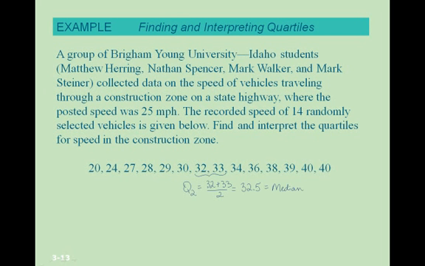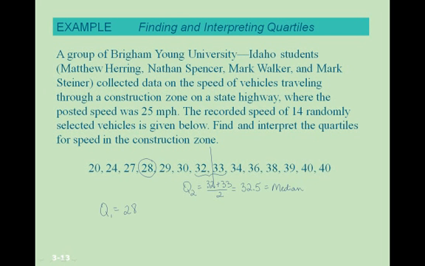And notice that that has divided our data into two halves. So to find Q1, we want to find the median of the bottom half of the data. Now we have an odd number of values, so the median is going to be exactly a data set value. So Q1 will be equal to 28.